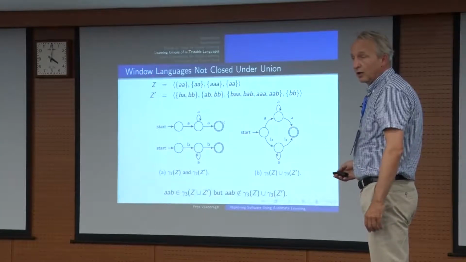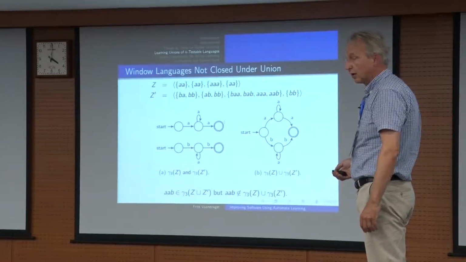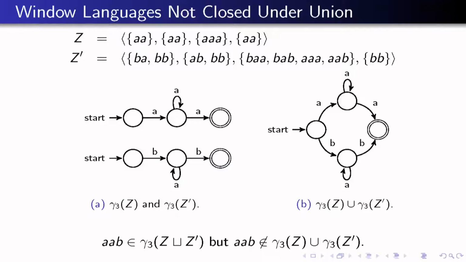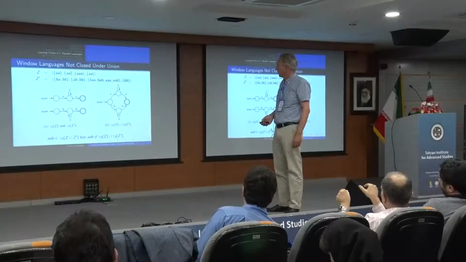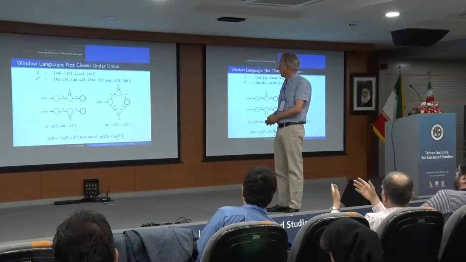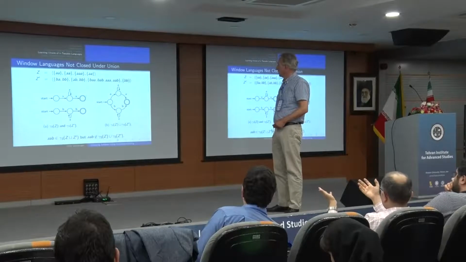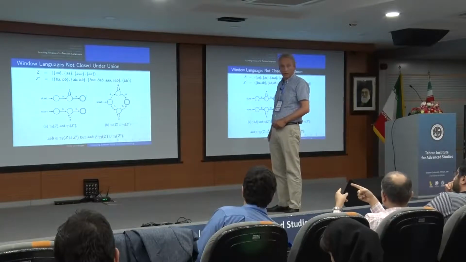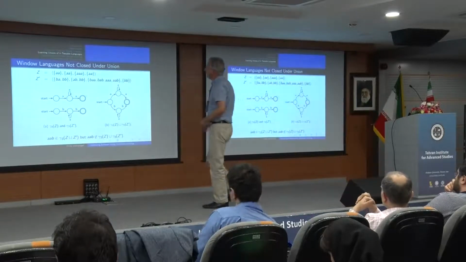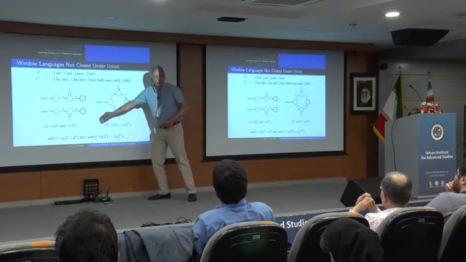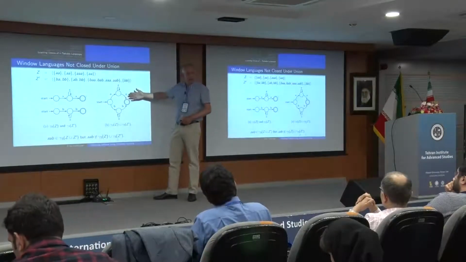Your counterexample does not show that window languages are not closed under union. It just shows that this union construction is not the right one for the union of window languages. In order to show that they are not closed under union, you should show that there is no window language that accepts the union, right? I don't do all the details of the proof, but that is actually the case here.